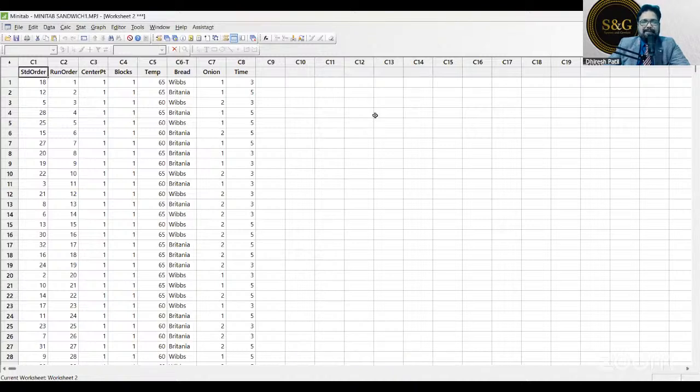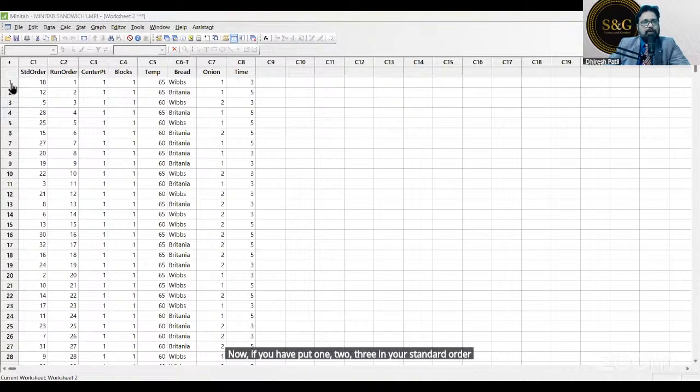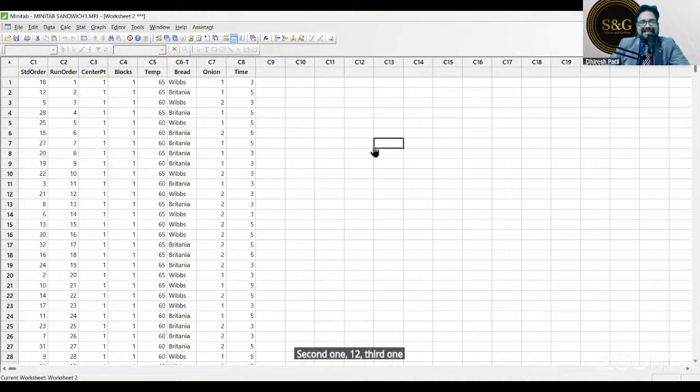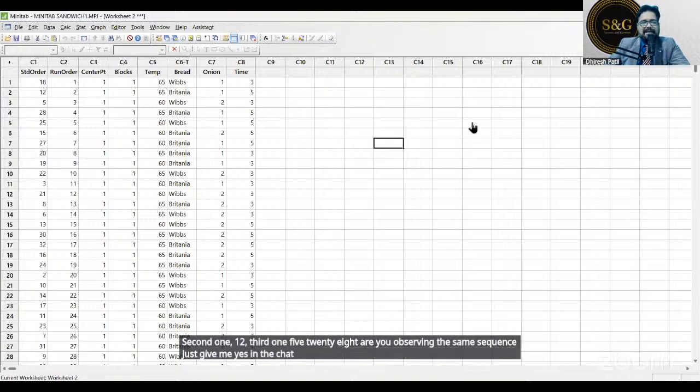Everybody got it? Just type yes in the chat box. Now, if you put 1, 2, 3 in your standard order number, you would see the first one would be 18, second one 12, third one 5, 28. Are you observing the same sequence? Just give me yes in the chat box. Standard order में same sequence आ रहा है आपका?